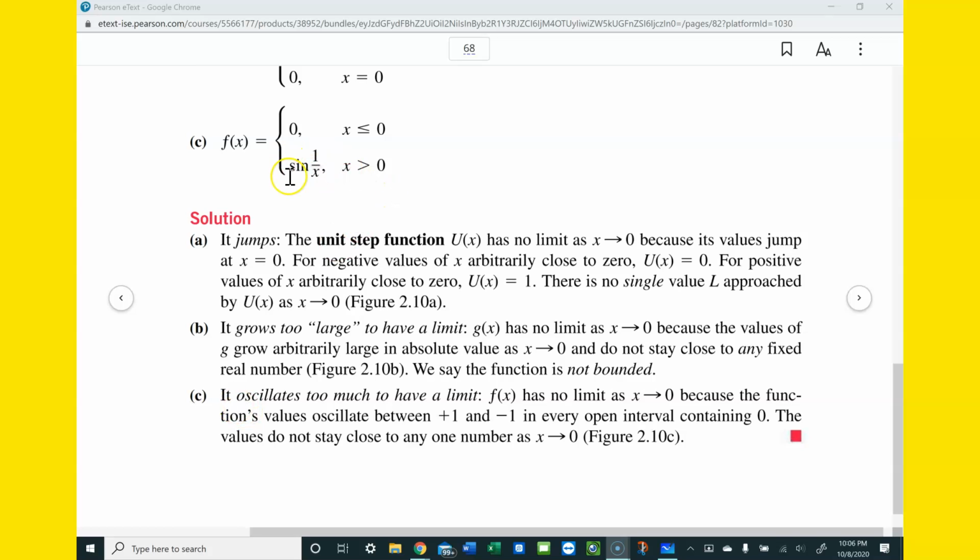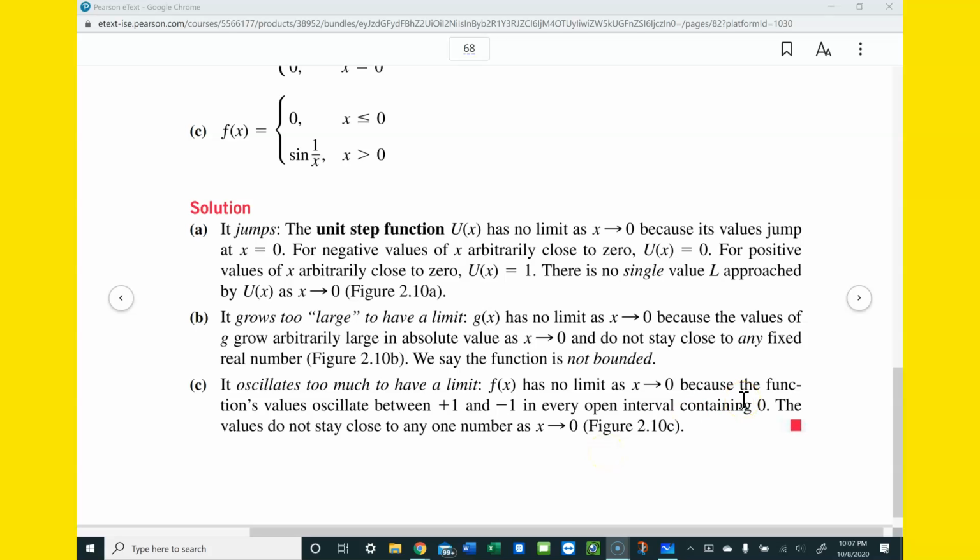And we talked about this one. The way it explains it is it oscillates too much to have a limit. Because the function's value oscillates between 1 and -1 in every open interval containing 0, meaning as you get closer and closer to 0, it's just going to continue to oscillate. There is no one value that it gets closer to. So the values do not stay close to any one number as x approaches 0, and so the limit does not exist.